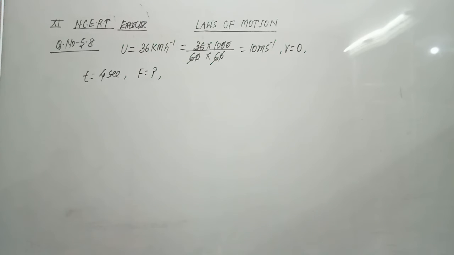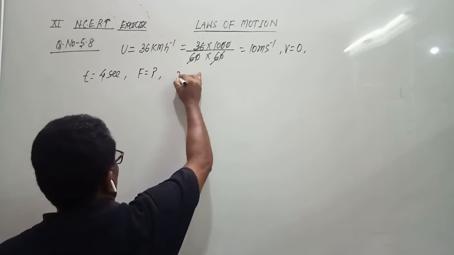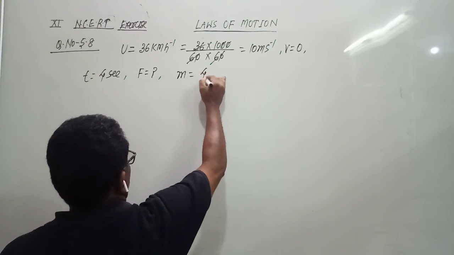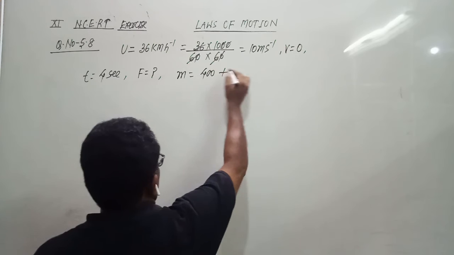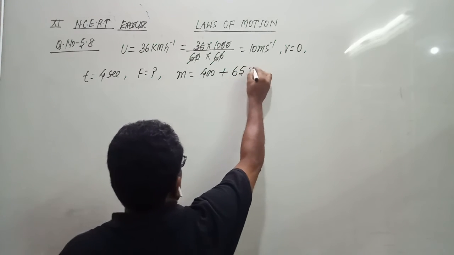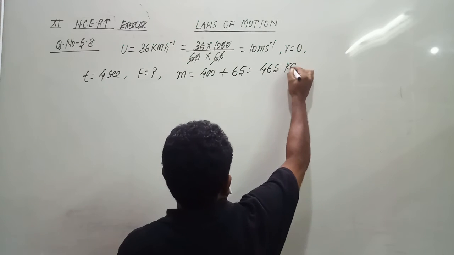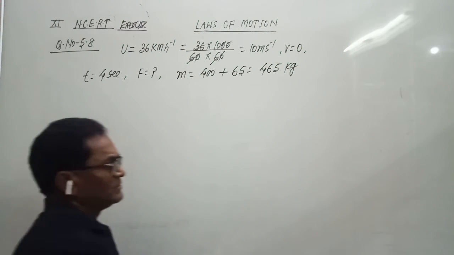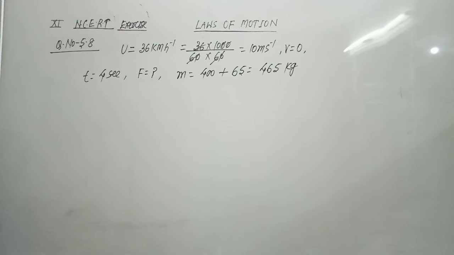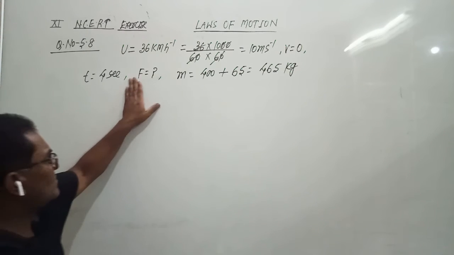The mass of the three-wheeler is 400 kg and the mass of the driver is 65 kg. So the total mass of the three-wheeler and driver both is 400 plus 65, that is 465 kg. So we have to calculate the retarding force.